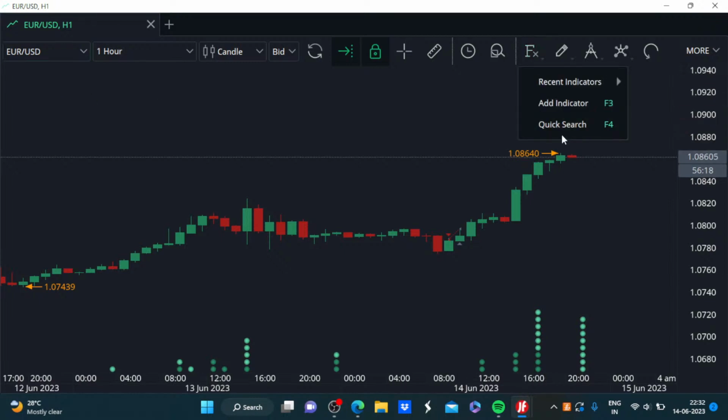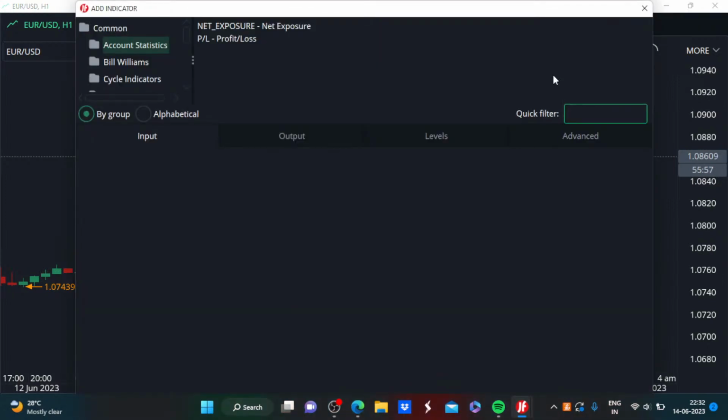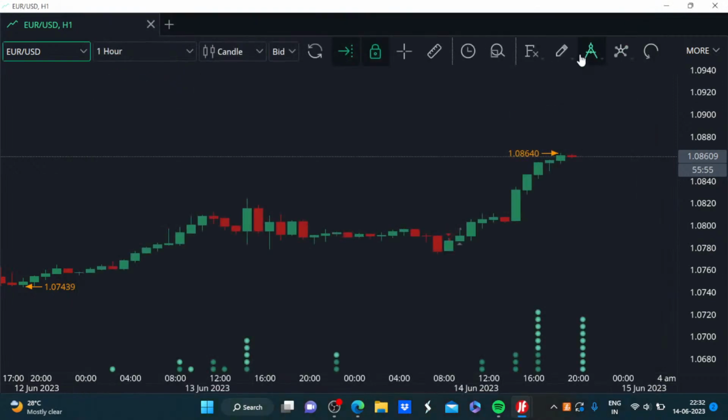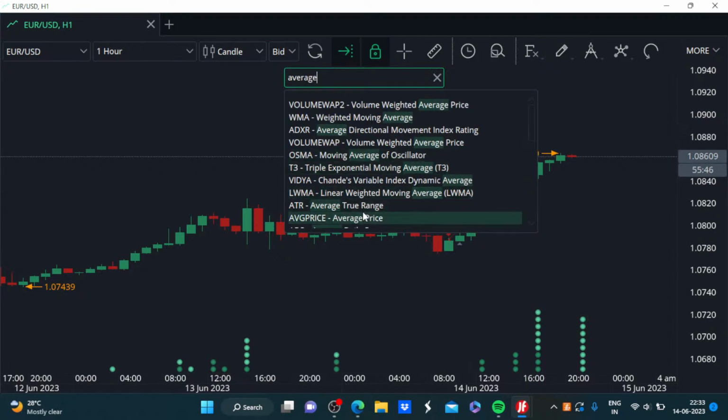Now, let us add average price. You can even do a quick search. With the quick search, it becomes much easier for us to add this indicator. So let's try that. Average price, and here it comes.